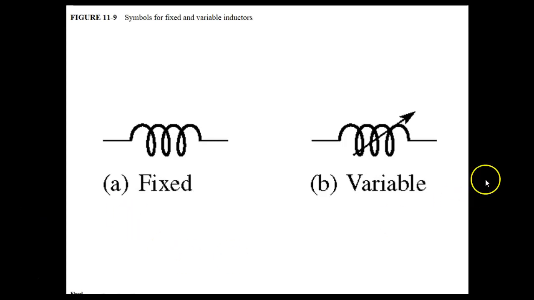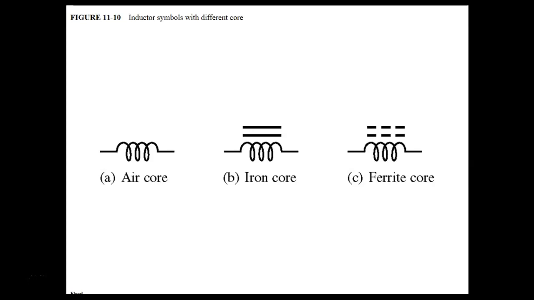A variable, like I say, in electronics, any symbol that you see that's got an arrow through it means it's variable. And then we have different cores. We have air core inductors, then iron core inductors, and then ferric core inductors. Ferric core inductors is basically iron shaped or iron dust. And so these are ferric.